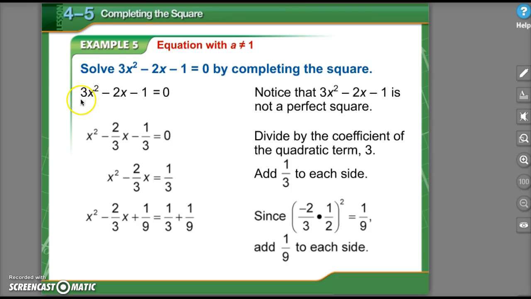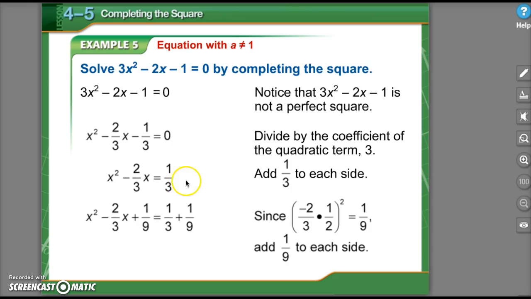So the first thing we need to do is divide every term by the a value of 3. So when we divide the first term by 3, the 3's cancel. When we divide the second term by 3, we get negative 2 over 3. Divide the third term by 3, we get negative 1 over 3. And we divide 0 by 3, and it's still 0. Then you're going to bring the negative 1/3 to the other side. It becomes positive 1/3.